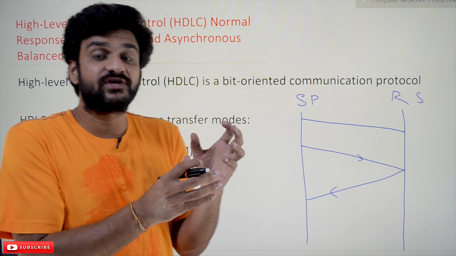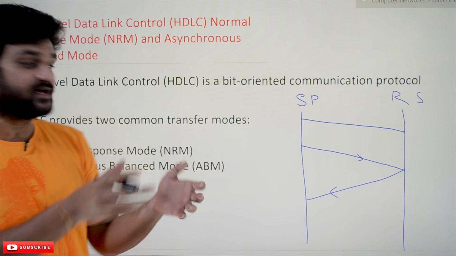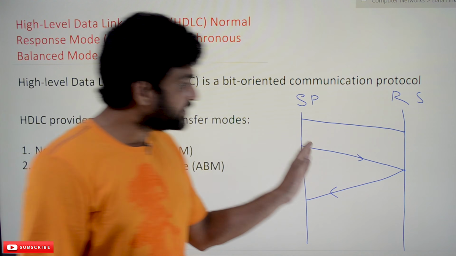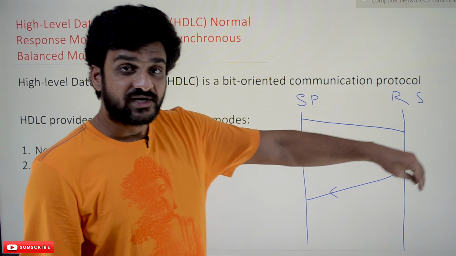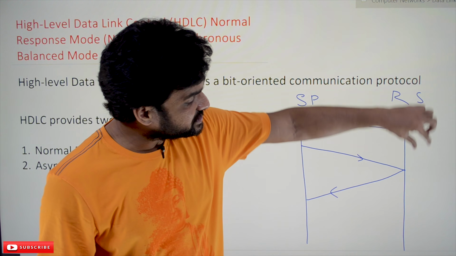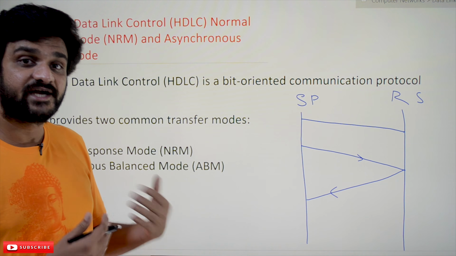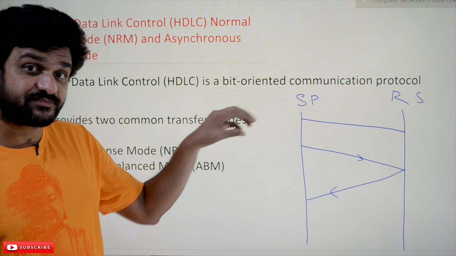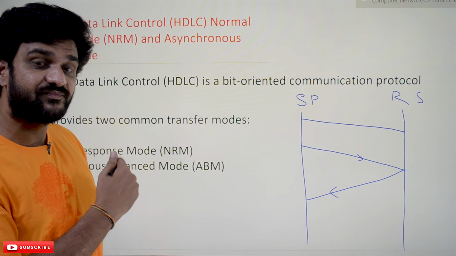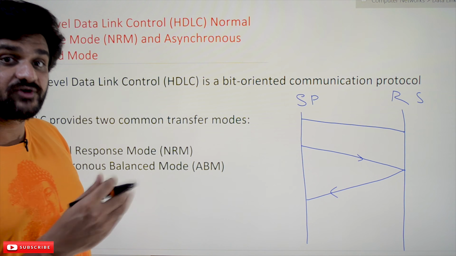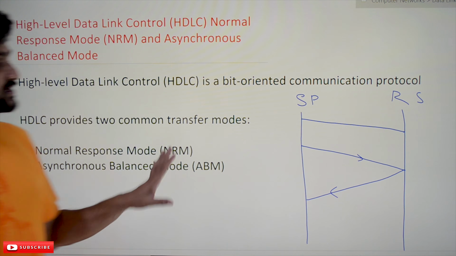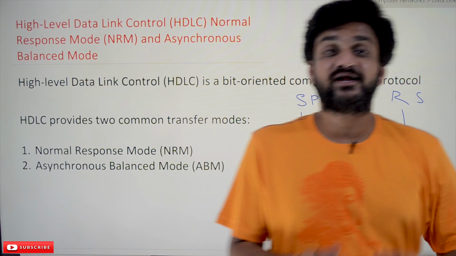The implementation of the software is made in such a way that it supports both types of communication, both transfer modes. Here the sender is going to transfer the data frame, and in response, the receiver will also transfer a data frame. So the concept of piggybacking: while transferring the data back from the receiver, we also transfer the acknowledgements. Such a transfer is what we call asynchronous balance mode, and both transfer modes are supported by HDLC. And how they are supported?